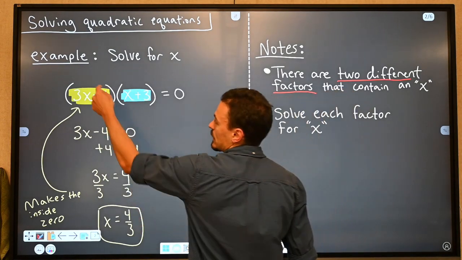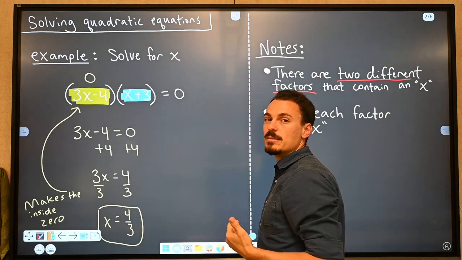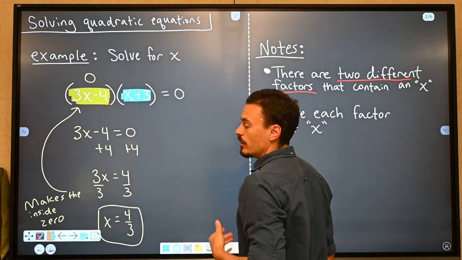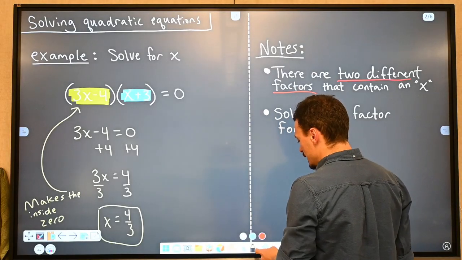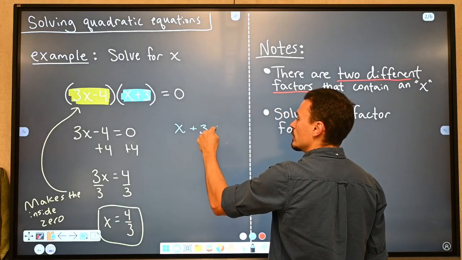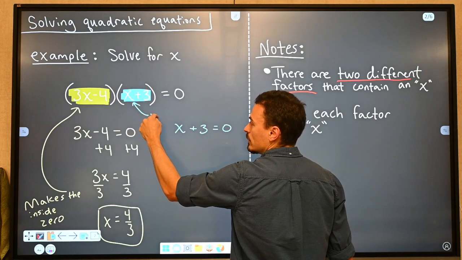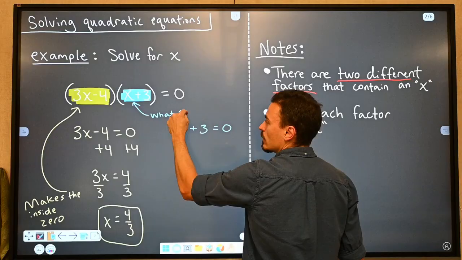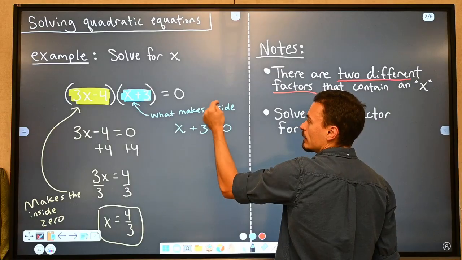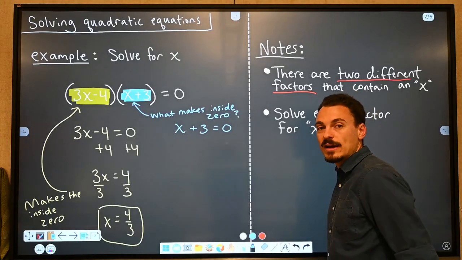What that does is when you take this and it's equal to 0, anything times 0 is equal to 0. So it doesn't matter if this one is not 0. Okay, so if one of the factors is 0, it makes the whole thing 0. So now let's take blue and let's solve the second one. Okay, this one you could do in your head. What makes the inside 0? Okay, that's the zero factor property.